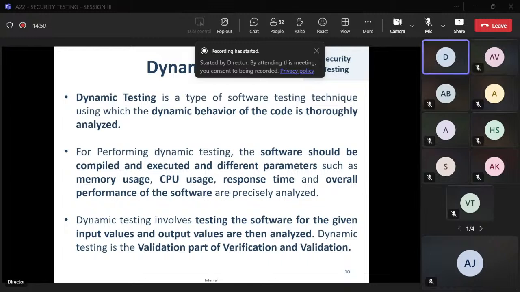To perform dynamic testing, first the software should be compiled and then executed with different parameters. For example, you need to observe the memory usage, monitor the CPU usage, and check the response time from one module to another, as well as the overall performance of the software or system, which are very precisely analyzed. Dynamic testing also involves testing the software with given input values, observing the output, and analyzing it. It's a kind of verification and validation of the output against the expected results.